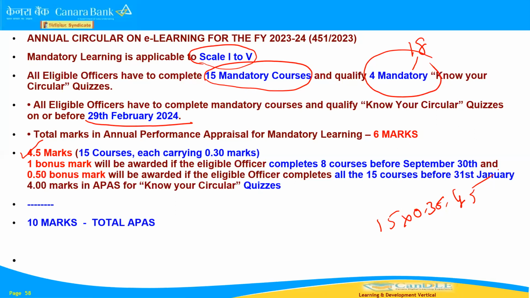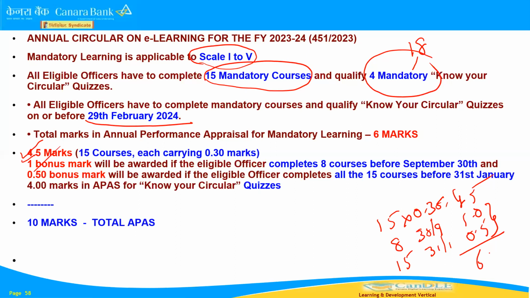Out of 15 courses, if you complete 8 courses by 30th September, then you will get 1 mark. It is already over 30th September; we have followed up. The remaining 7, that is 8 done. If you complete all 15 by 31st January, you get 0.5 bonus. These two are bonus marks.